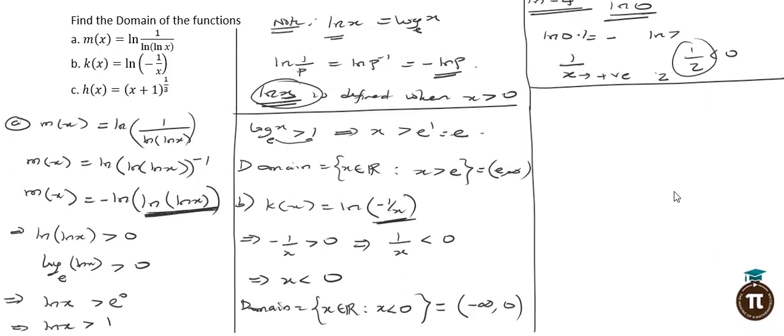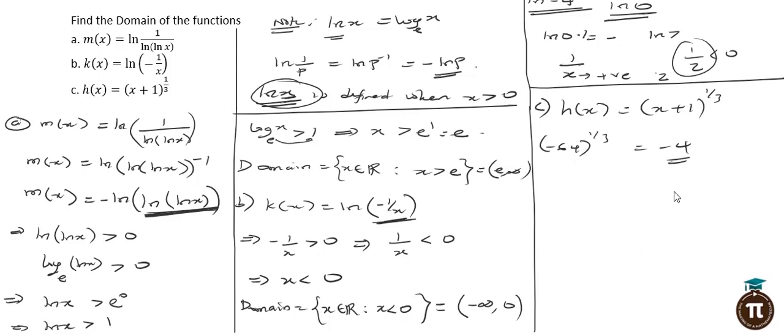Now let's come to the third example. I have h of x equal to x plus 1 raised to power 1 over 3. Since it's raised to power 1 over 3, there's no problem, because if s is positive, we can take the cube root. If it is negative, for example minus 64 raised to power 1 over 3, the answer is minus 4. Why? Because minus 4 raised to power 3 gives minus 64. Likewise, 125 raised to power 1 over 3 is 5, because 5 raised to power 3 gives 125.